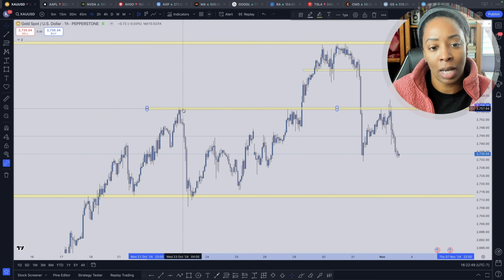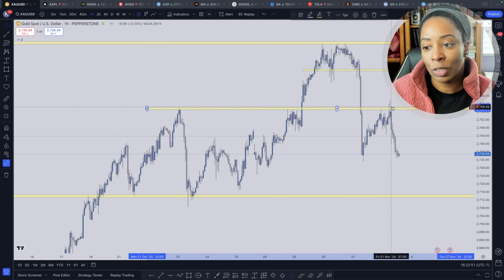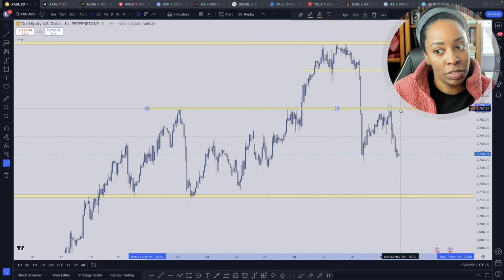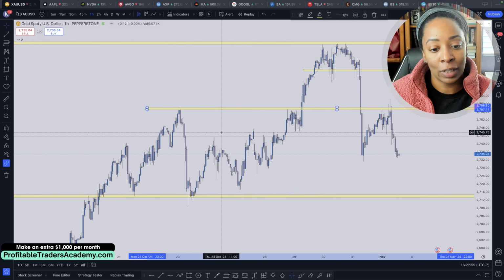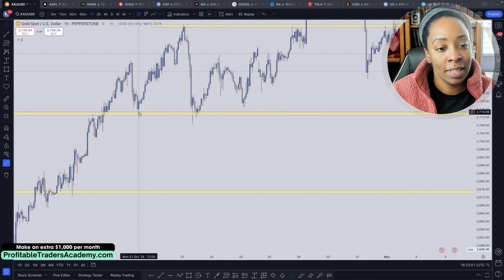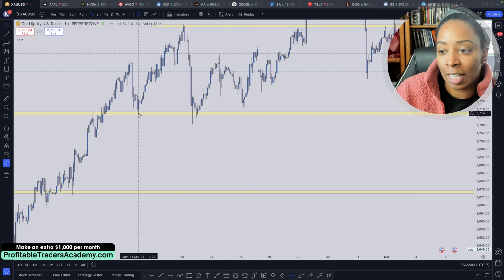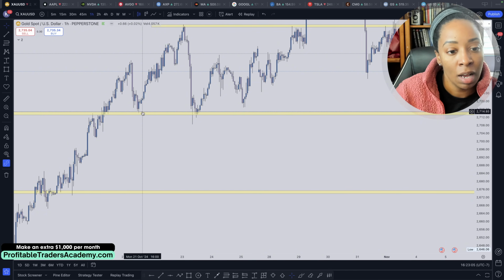Let's see if we move this down just a little bit, so that way it's sitting on top of this resistance level. We do have all these rejections. Where are we at? We're at 27.57. So still looking good. I like it. So we're going to leave that alone. And then this level right here is at 27.14.